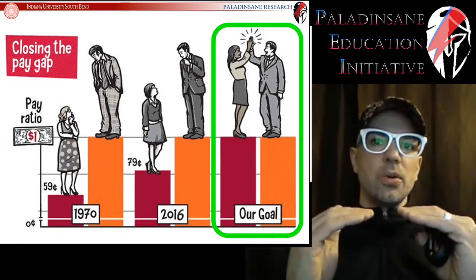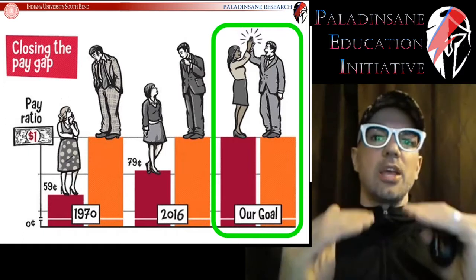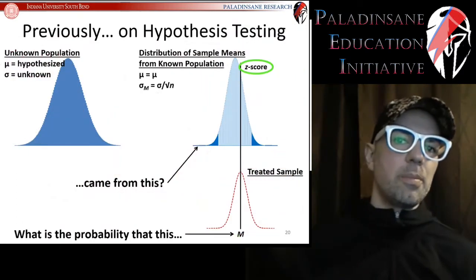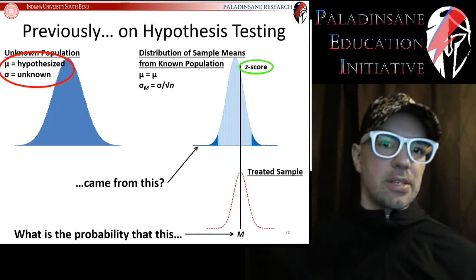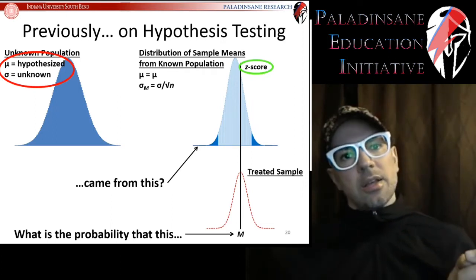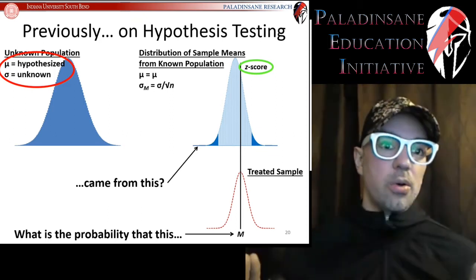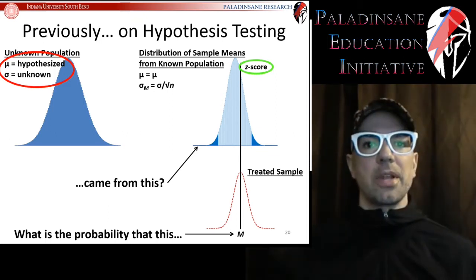And it looks like the two genders are making equal money. So that is your idea of a hypothesized mean. What would be true if the null hypothesis was actually true? So we have a hypothesized mean. We have an unknown standard deviation. We don't know what the spread of our unknown population is.